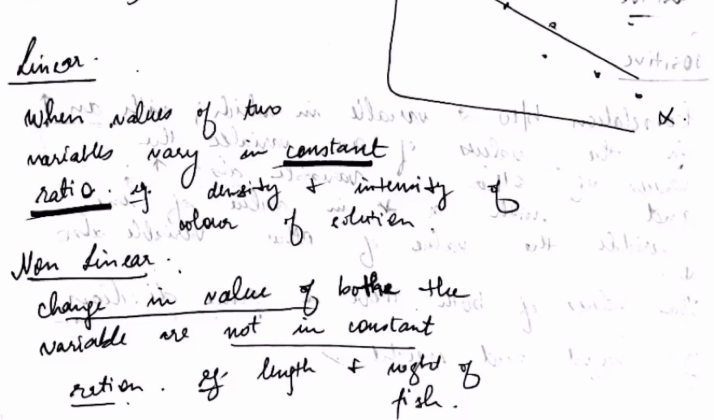That means the values of two variables vary in constant ratio. If the value of one variable changes, then the value of the other variable also changes in the same proportion. Whereas in non-linear, changes in the values of both variables are not constant in ratio. Example, when we measure the length and weight of a fish.